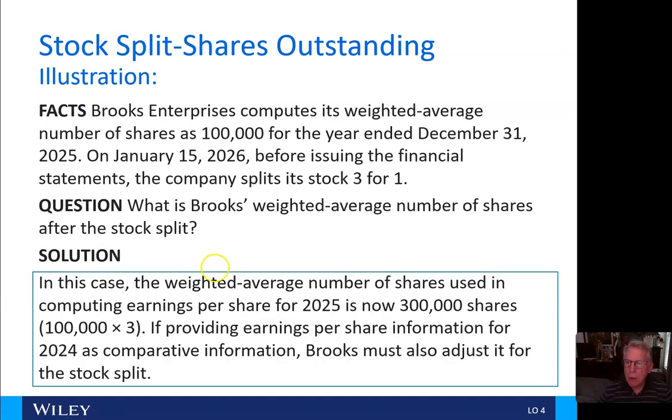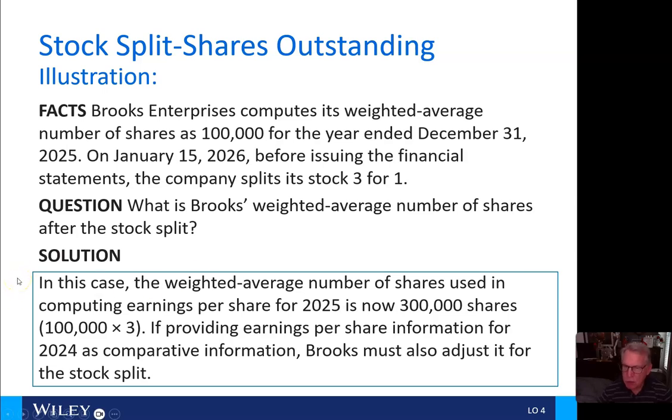All right, here's another illustration. Brooks Enterprises computes its weighted average number of shares as 100,000 for the year ended December 31, 2025. On January 15th, 2026, before issuing the financial statements, the company splits its stock 3-for-1. What is Brooks' weighted average number of shares after the stock split?